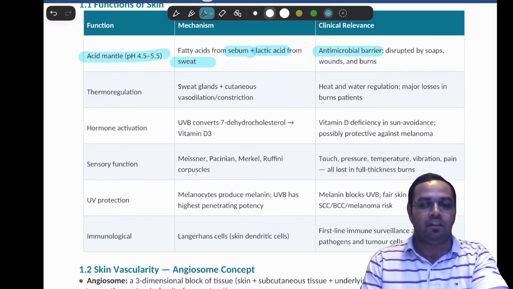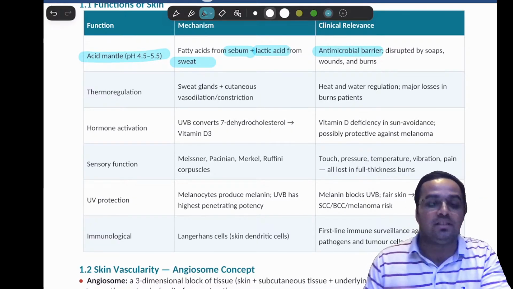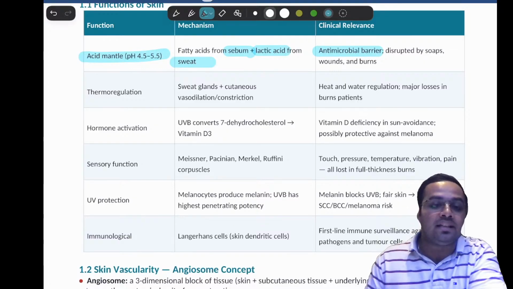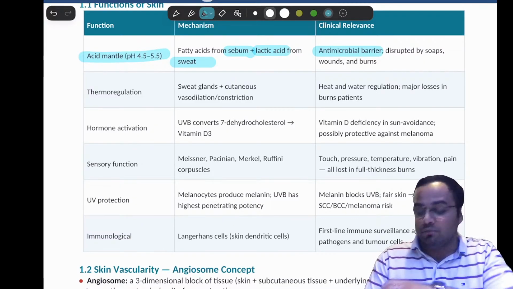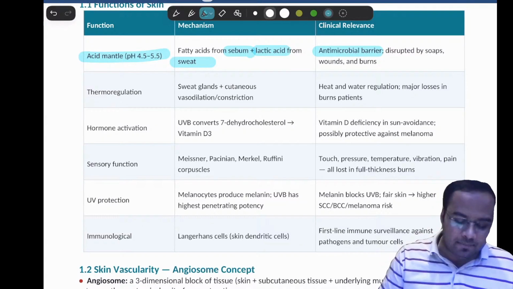It acts as a protective barrier, and that is the reason that when you have trauma or skin breaches, you can have subcutaneous infections. Whenever there are burns, there is going to be loss of skin, and the patients are more prone to developing infection and sepsis. Then the important part is thermoregulation.